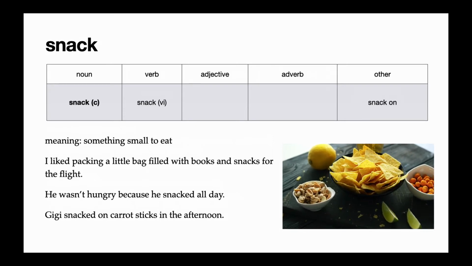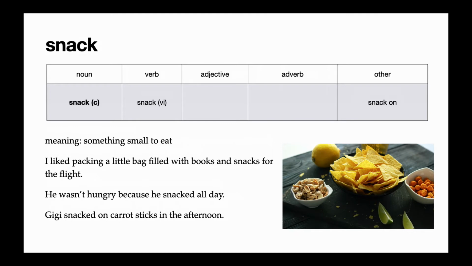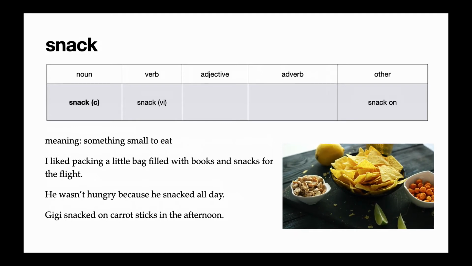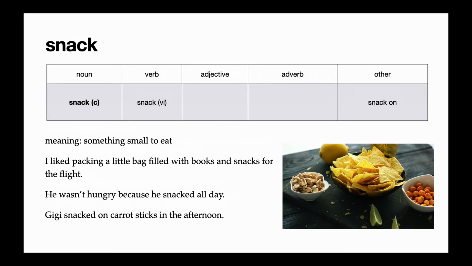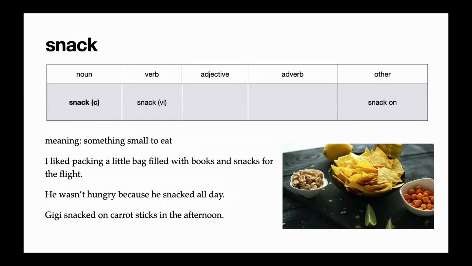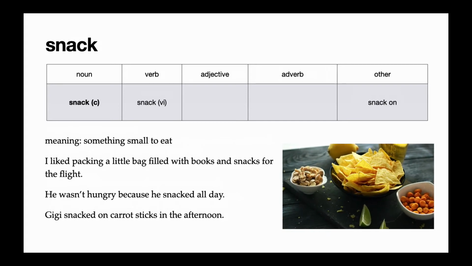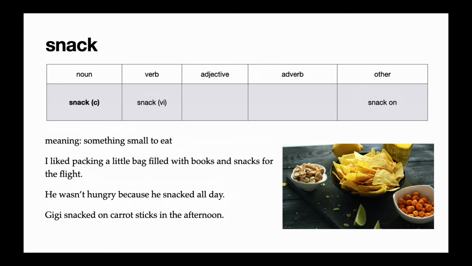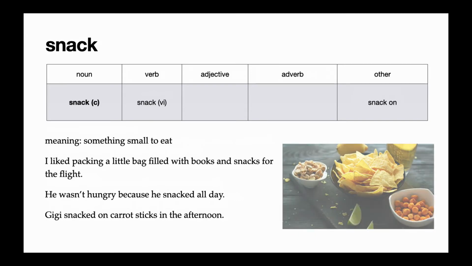In our second example, I show you snack as an intransitive verb. He wasn't hungry because he snacked all day. And in the last example, we have snack used with an indirect object. Gigi snacked on carrot sticks in the afternoon. That means she ate small amounts of carrots in the afternoon.